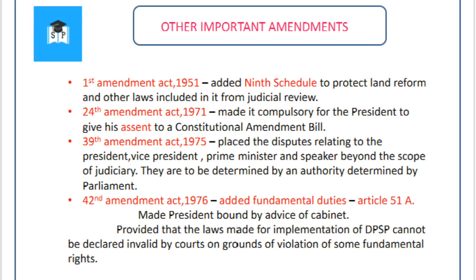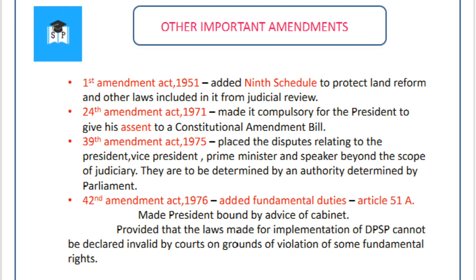Now let's discuss the other provisions of some major amendments. The First Amendment Act of 1951 added the 9th schedule, that is the 9th schedule to protect the land reform and other laws included in it from the judicial review. Then the 24th Amendment Act of 1971 made it compulsory for the President to give his assent to a constitutional amendment bill. Then the 39th Amendment Act of 1975 placed the disputes relating to the President, Vice President, Prime Minister and Speaker beyond the scope of judiciary, that to be determined by an authority determined by the Parliament.